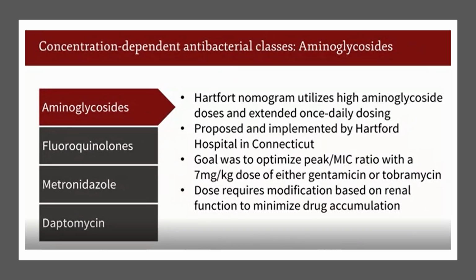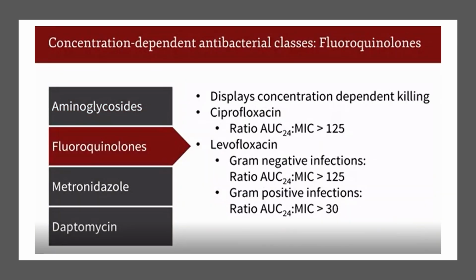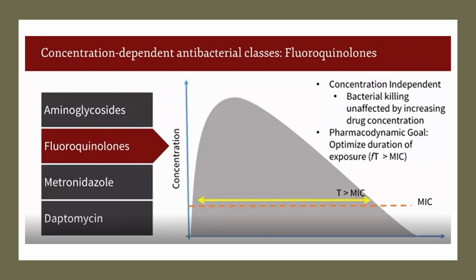Then we can adopt the Hartford nomogram, which utilizes high aminoglycoside doses and extended once-daily dosing. It was proposed and implemented by Hartford Hospital in Connecticut. Another example of concentration-dependent antibiotics is fluoroquinolones, where we have a ratio of AUC by MIC, which can help us in understanding the dosage for empirical therapy or therapeutic considerations.